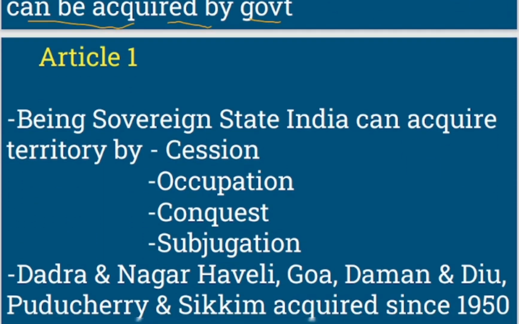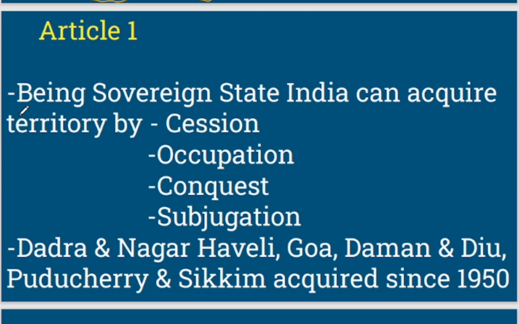Then Article 1 says that being a sovereign state, India can acquire territory by secession, occupation, conquest and subjugation. So four criteria are there for acquiring territory. You should know that these four criteria are there in the Constitution, right?